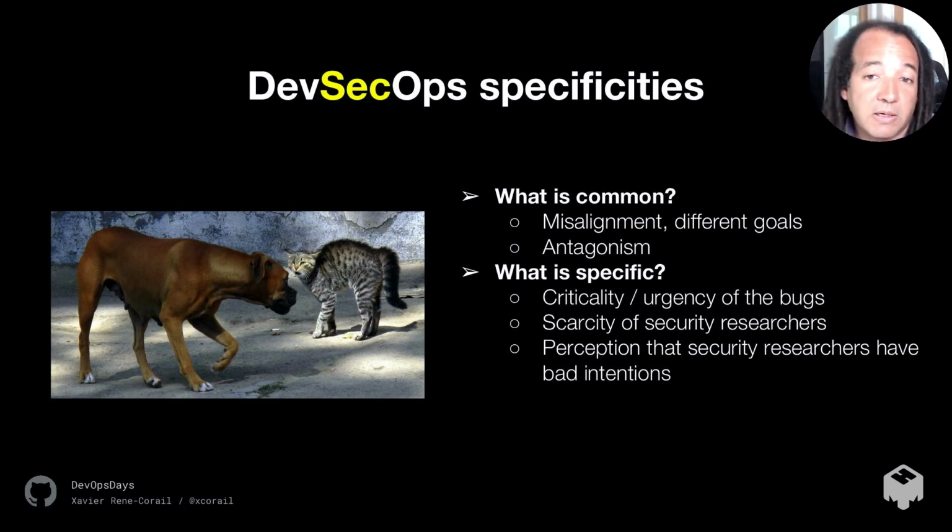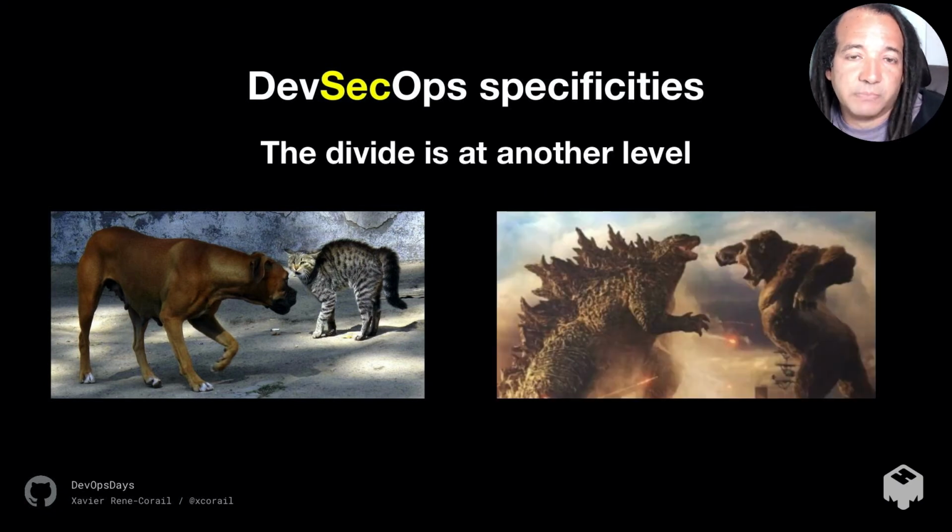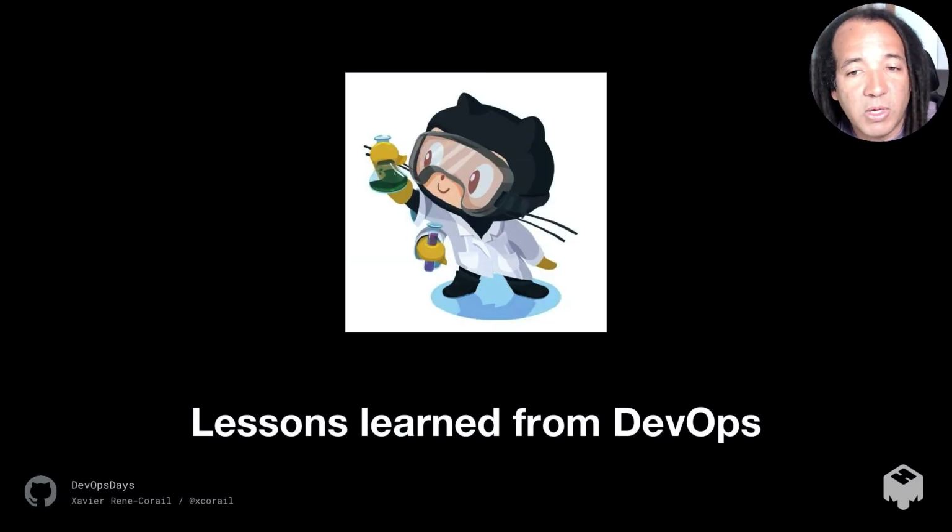And the last thing, and this is especially for open source, there is a perception that security researchers have bad intentions, like they are not here to help the open source projects, but they're rather here for getting money for the bounties or for their personal reputation or for just the fun of attacking software. So at the end of the day, there is this divide, but the divide is, I would say, at another level, really. So what did we learn from DevOps that we can apply to DevSecOps?